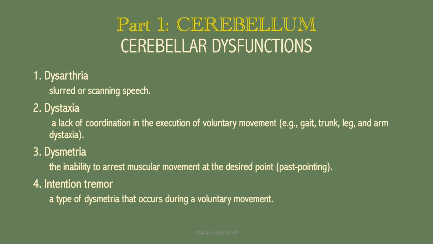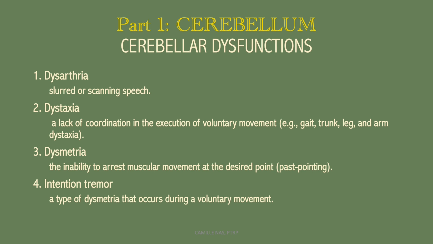You have your gait, trunk, leg, and arm dystaxia. We have dysmetria, the inability to arrest muscular movement at the desired point. So the example I gave earlier, you have the finger to nose test to assess your dysmetria. So pass pointing between 2 points.